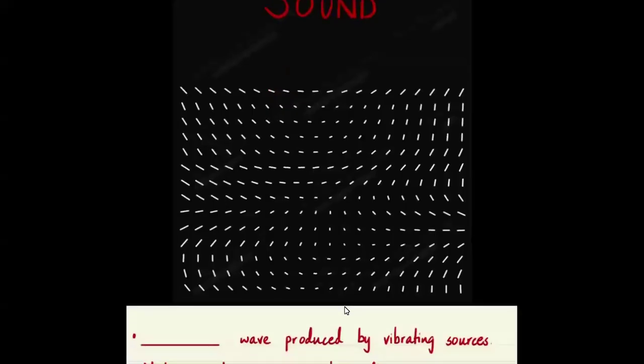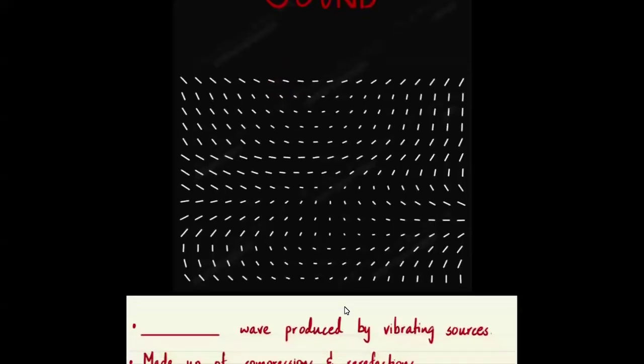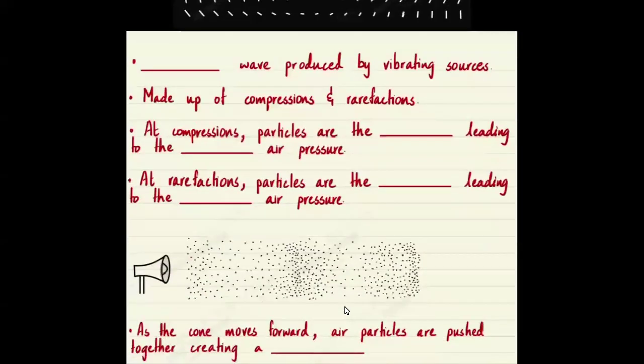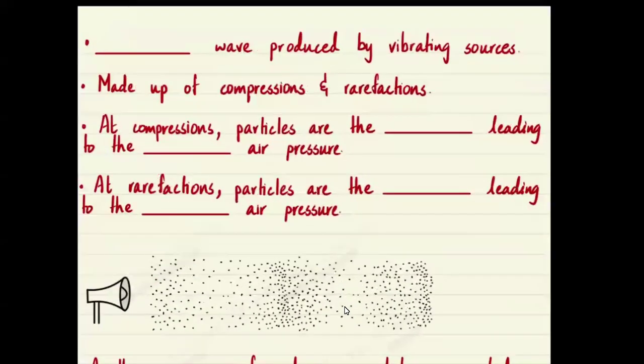This one is covering sound, another chapter which is important with regards to your unit 3 on waves. So this is what we are going to have a look at now. Again, we are using the same handouts. First blank: this is a dash wave produced by vibrating sources.